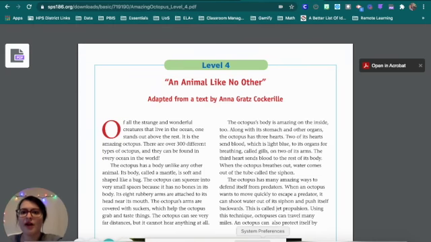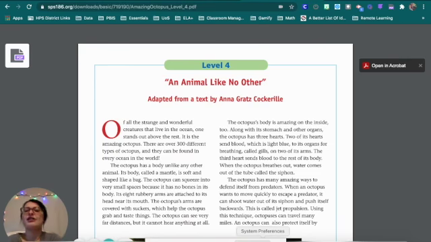Of all the strange and wonderful creatures that live in the ocean, one stands out above the rest. It is the amazing octopus. There are over 300 different types of octopus, and they can be found in every ocean in the world. The octopus has a body unlike any other animal. So again, an animal like no other. It seems very unique so far.